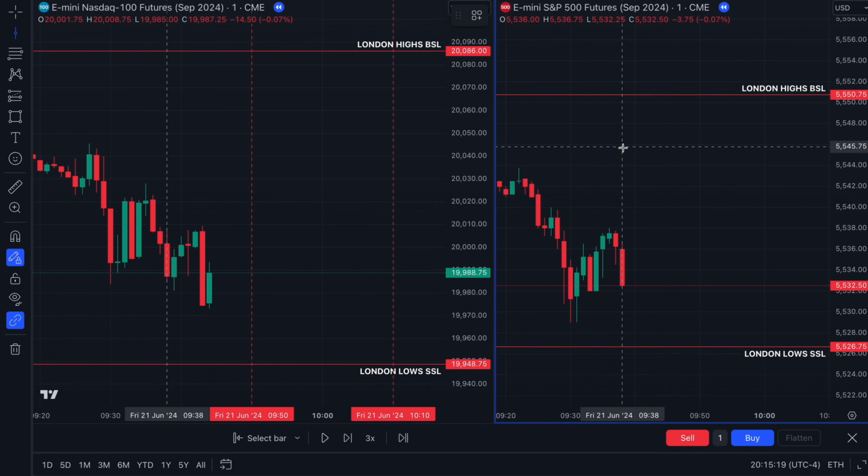So if you don't catch a clean setup inside of the first macro, then by all means take a look at the second macro to see if you get a clean setup. If not, cool. Wait until the afternoon session. You've got it from 2 to 3 p.m. and you can see if you find a setup in there. You don't have to take a trade every day.